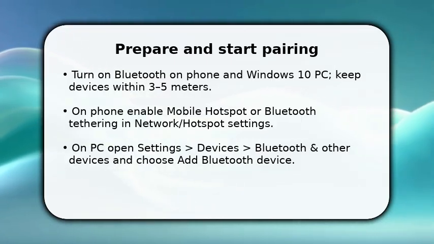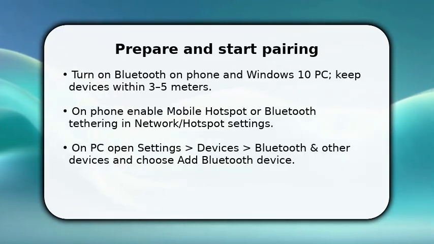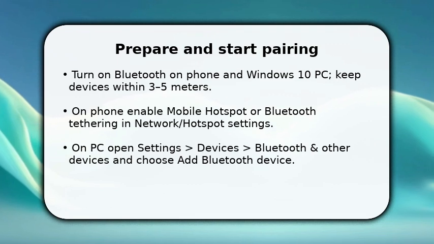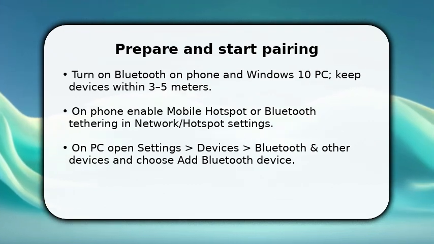On Windows 10, open Settings, go to Devices, then Bluetooth and other devices and choose Add Bluetooth device. Select your phone from the list and accept pairing prompts on both devices. Once paired, the devices are ready for Windows to use the phone as a network adapter.